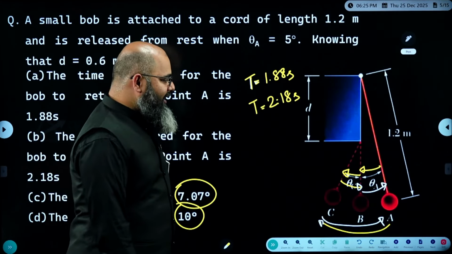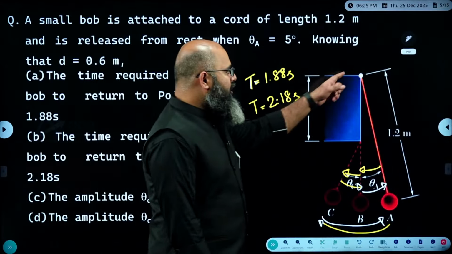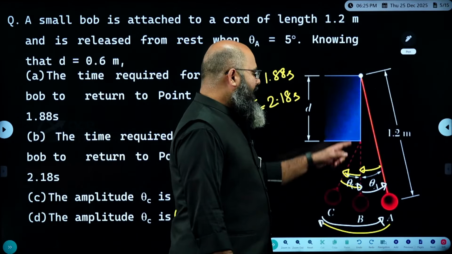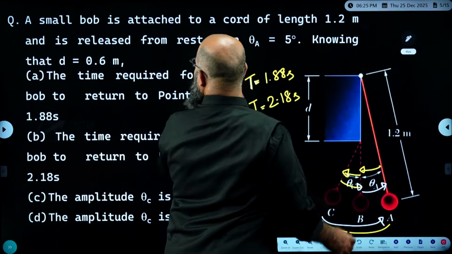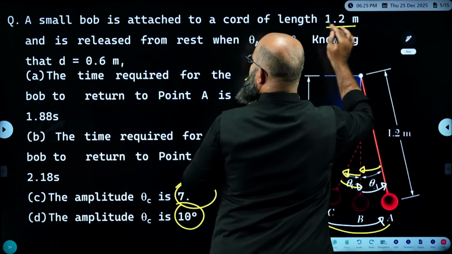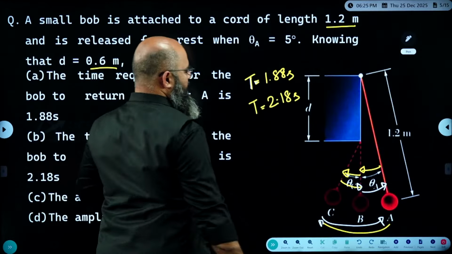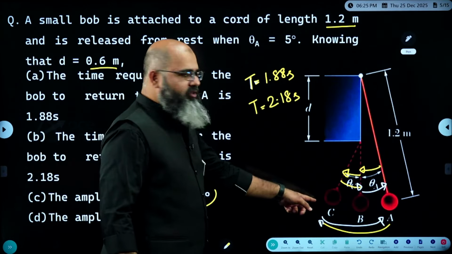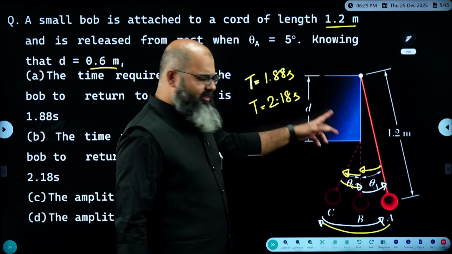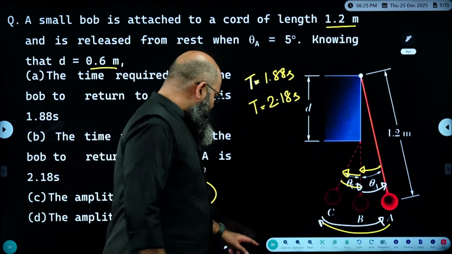So now I can say half the time period corresponds to the length 1.2, half the time period corresponds to the length 1.2 minus d. D is 0.6. So half time period is for 1.2, half time period is for 0.6. If I remove 0.6, 0.6 only.